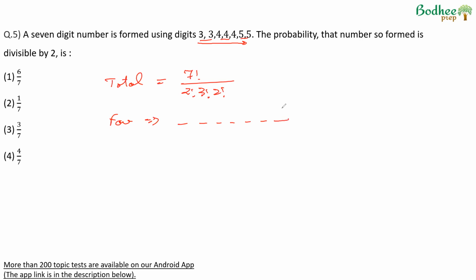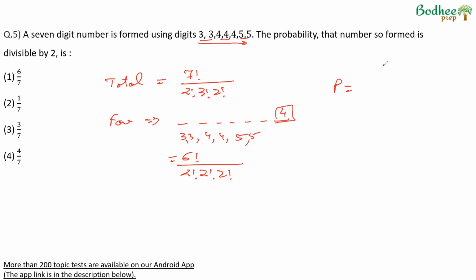The last digit has to be 4 so that it is divisible by 2. So before this 4, I have 2 3s, 2 4s, and 2 5s to arrange. This can be done in total 6 factorial, out of which 3s are same, 4s are same, 5s are same. This becomes the total number of cases. This becomes the favorable number of cases.